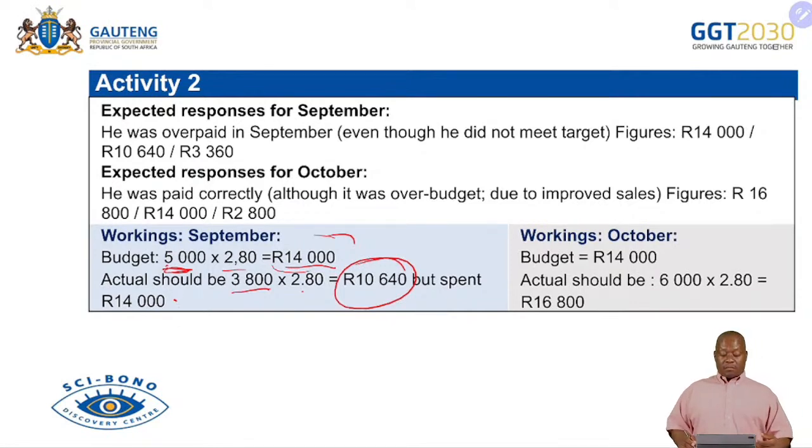14,000. Let's go to October. We had budgeted 14, but actually it's 6,280, which is 16,800. So at least in October, it's better because it was paid correctly. But in September, we overpaid the boy. Maybe because he is the owner's son.